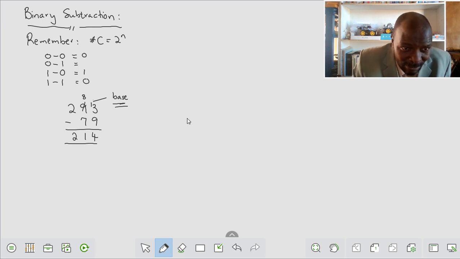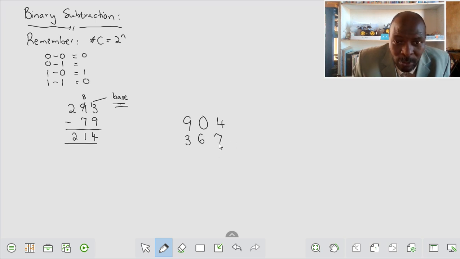Let's have another example. We say 904 minus 67, 367. What do we do? We say 4 cannot take out 7. We try and there's nothing to borrow from. What do we do? It's not a train smash. We come and borrow from here. We borrow 100, so we remain with 800.